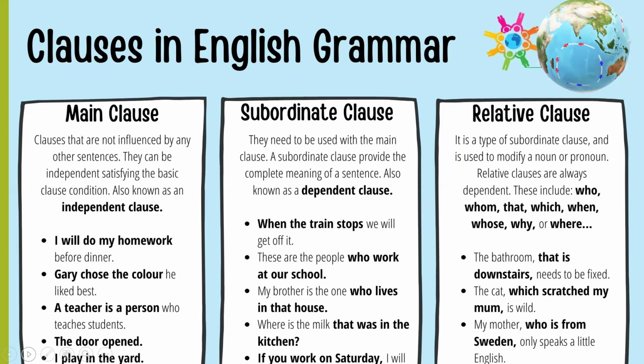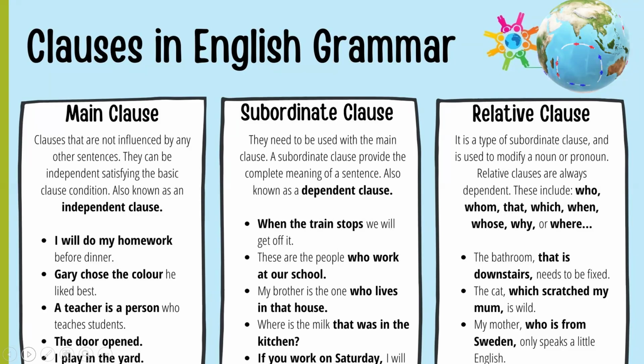"I will do my homework before dinner." So "I will do my homework" is a principal clause, main clause, independent clause, satisfying the basic clause condition. "Gary chose the color he liked best." So "Gary chose the color" is a main clause, independent clause, principal clause. "A teacher is a person who teaches his students." So "a teacher is a person" is a main clause, principal clause, independent clause.